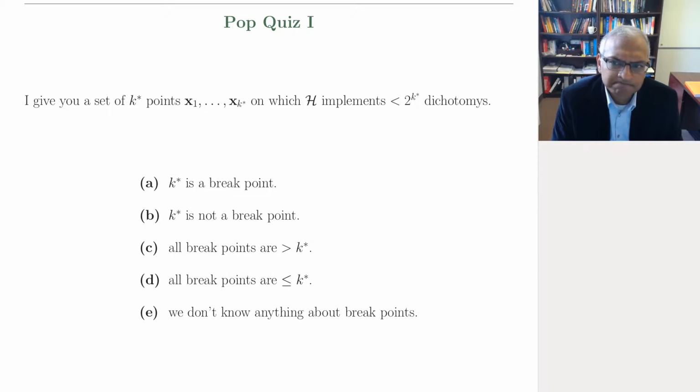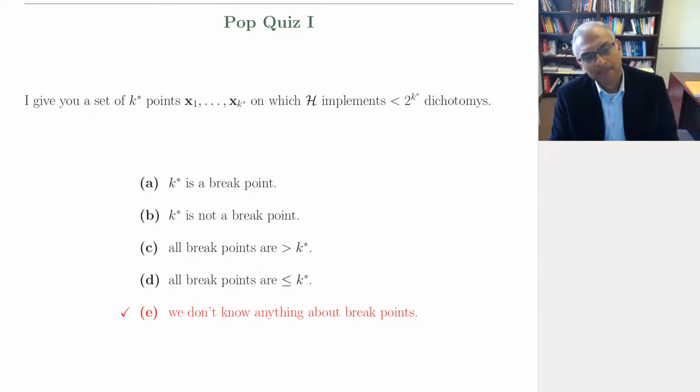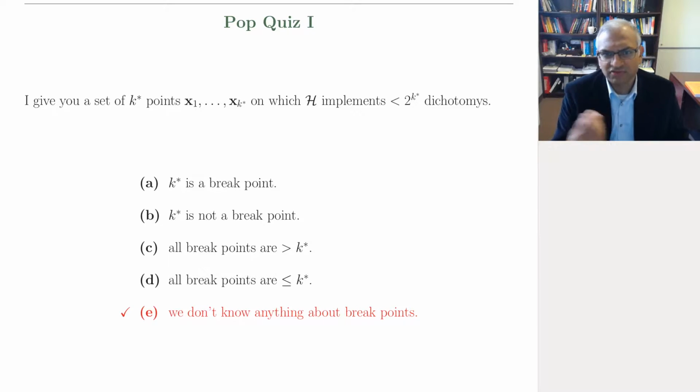Pause the video. And if you pause the video and are back, or you just continued and are here for the ride, and if you said E, we don't know anything about breakpoints, then you have a good understanding of what it is to be a breakpoint. To be a breakpoint, you must show that your hypothesis set cannot shatter any data set of size k-star. One data set of size k-star is not sufficient. You have to demonstrate that your hypothesis set is deficient no matter what the set of points. That's just the definition of a breakpoint, and the definition of the growth function.